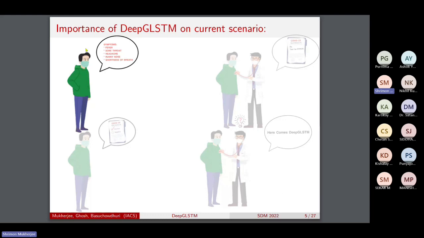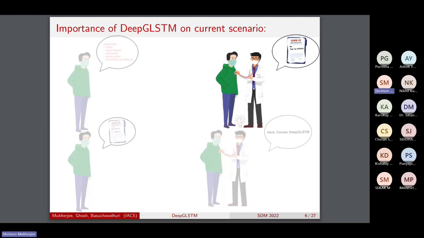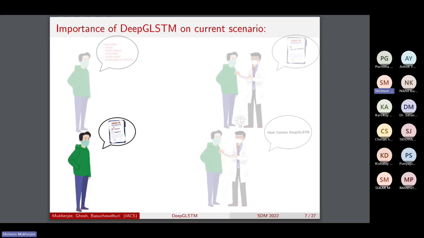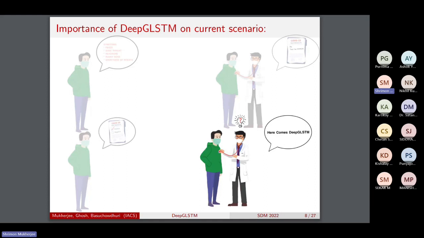In this figure, this person has some typical COVID-19 symptoms like fever, sore throat, headache, running nose, shortness of breath. So he or she came to the doctor, and the doctor will prescribe an RT-PCR test, which is a commonly used technique to test whether the person is affected with COVID or not. After being inferred as positive, he came back to the doctor, and at that point, if the doctor has to design a new drug, then it will take 10 to 15 years if we apply traditional wet lab techniques.